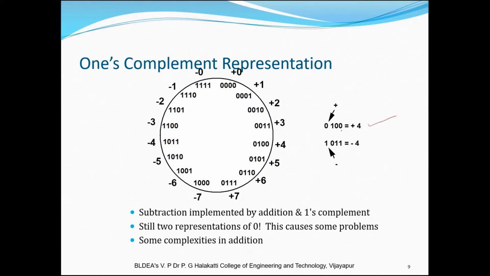Here is a number which we represented in sign and magnitude as 0, 1, 0, 0, which is nothing but plus 4. The same number, if I complement it, so complementing is nothing but converting 0 to 1 and 1 to 0. So these two zeros now become 1, and this one becomes 0, and this 0 becomes 1. So in one's complement representation, plus 4 is 0, 1, 0, 0, whereas minus 4 is its complement, which is 1, 0, 1, 1.